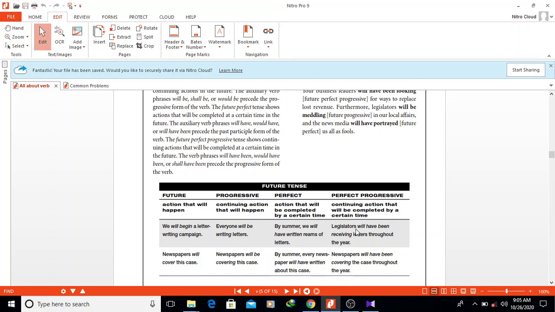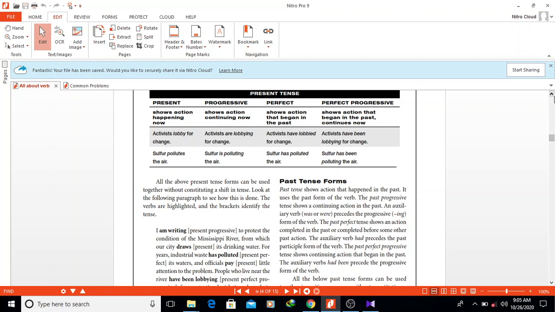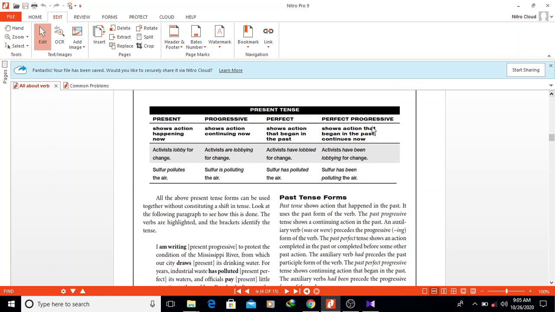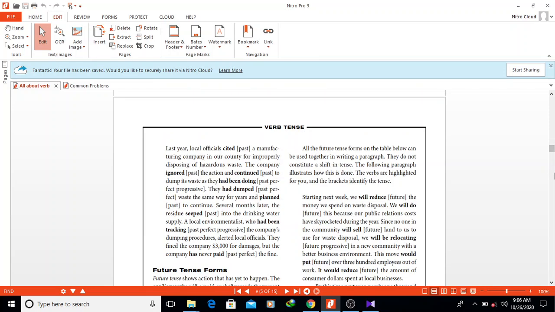But for the last rows of the tables, like perfect progressive, you will not really use that. Of course you can use it, but it rarely happens. But if you want to use it, these are the meanings. Simple present shows action happening now. Okay, it shows action continuing now, showing action that began in the past but doesn't end yet. You can read by yourself, and because this is more related to grammar, I will just skip that one.